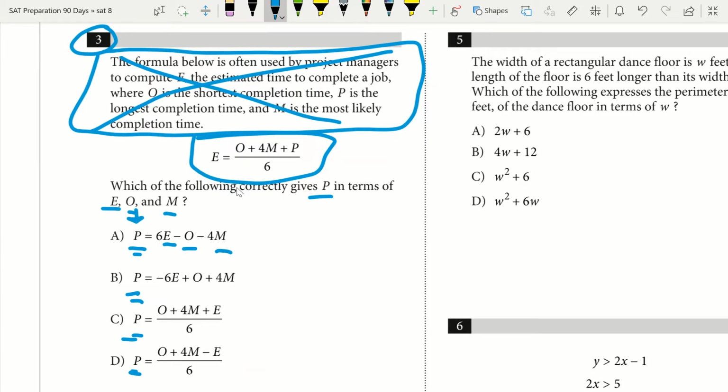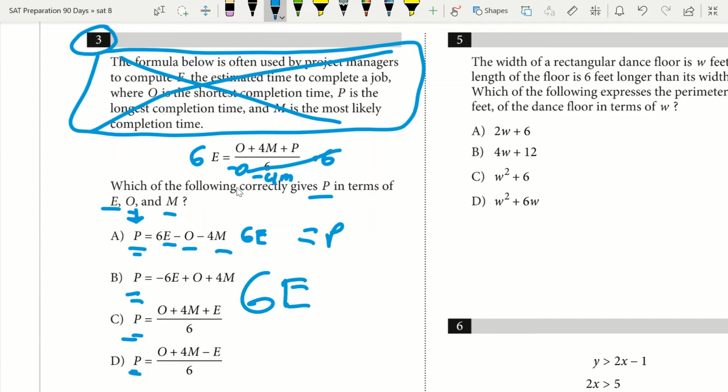To solve for P here, I'm going to multiply each side by 6. Now I have 6E equals O plus 4M plus P. At that point, I subtract O from each side and subtract 4M from each side, thus leaving me with P is equal to 6E minus O minus 4M. So my answer there would be A.